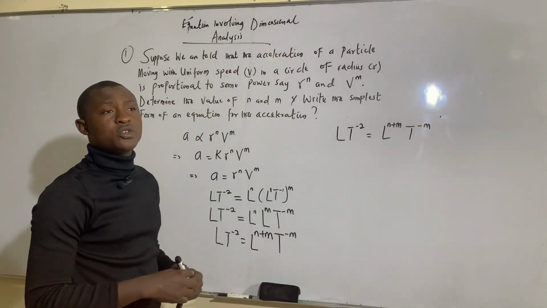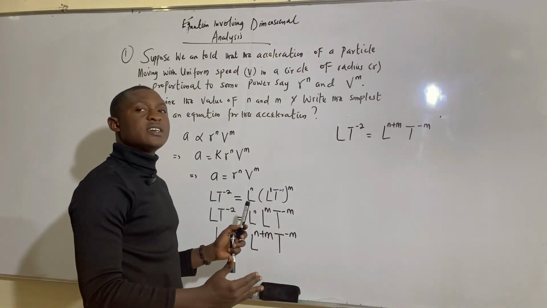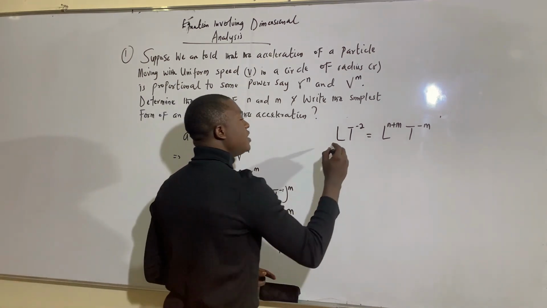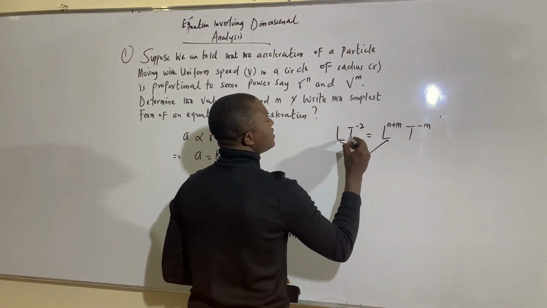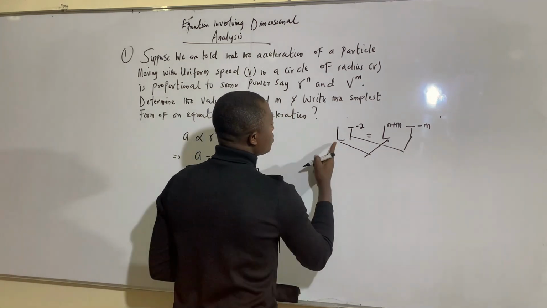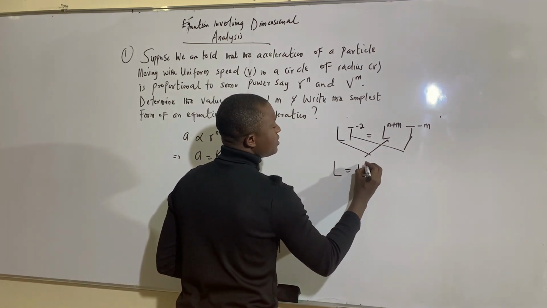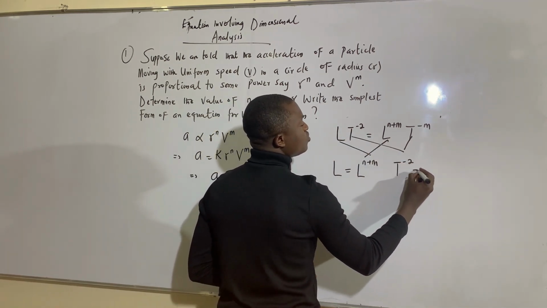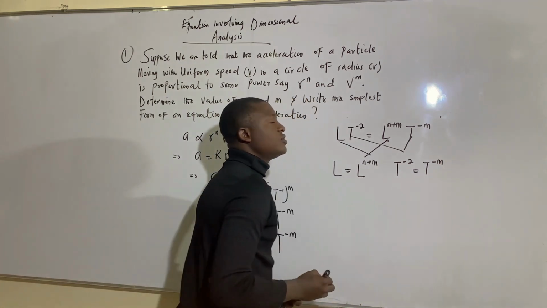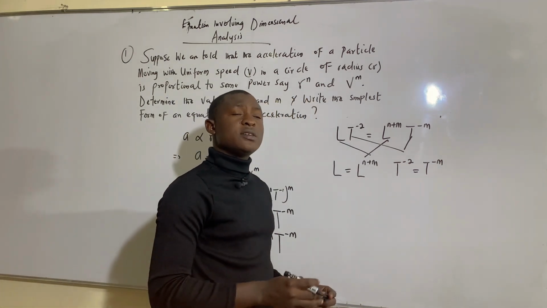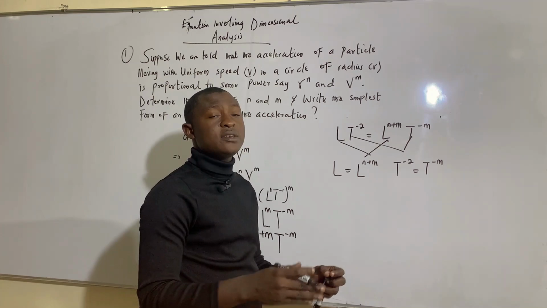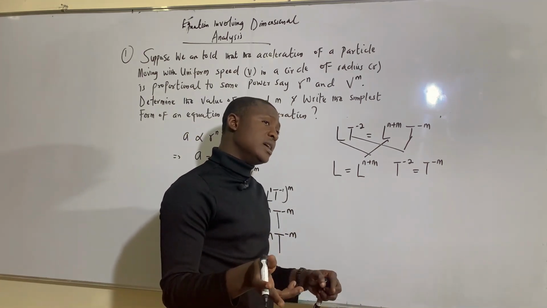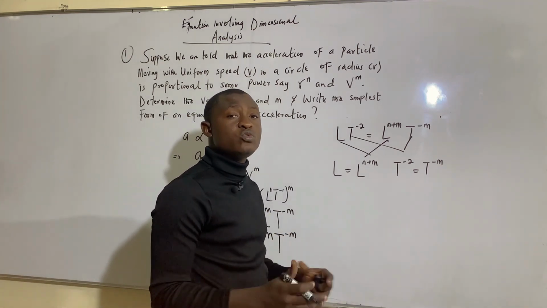So the next thing now is to just equate the two, compare what we have at the right hand side together with the one you have at the left hand side. That is L for L and T for T. So what I have here is L is equal to L raised to the power of n plus m. Then the second one as well, T raised to the power of minus 2 is equal to T raised to the power of minus m. Note one thing here. We can only equate bases that are the same together. That is, I can only equate L for L and T for T, meaning we cannot equate L for T. They have to be the same so that we can equate the two together.